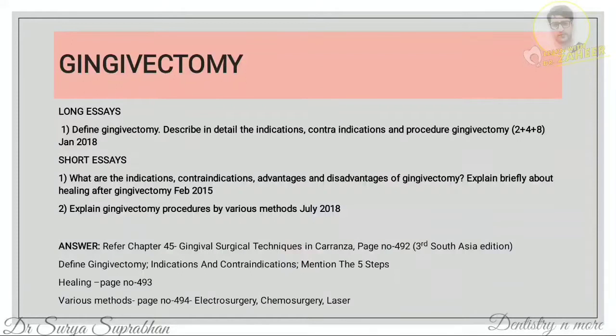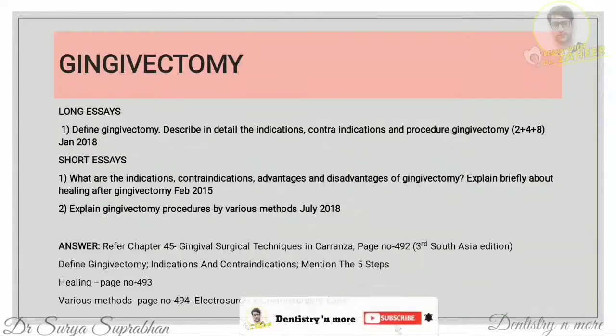Then coming to the various methods, that is also given in the same chapter, page number 494. Various methods include the scalpel method, of course, that is already discussed. Then you have to mention the electrosurgery, chemosurgery and the laser.